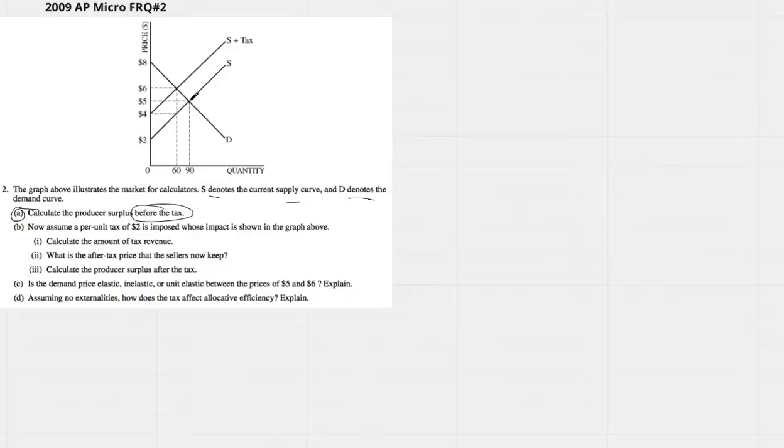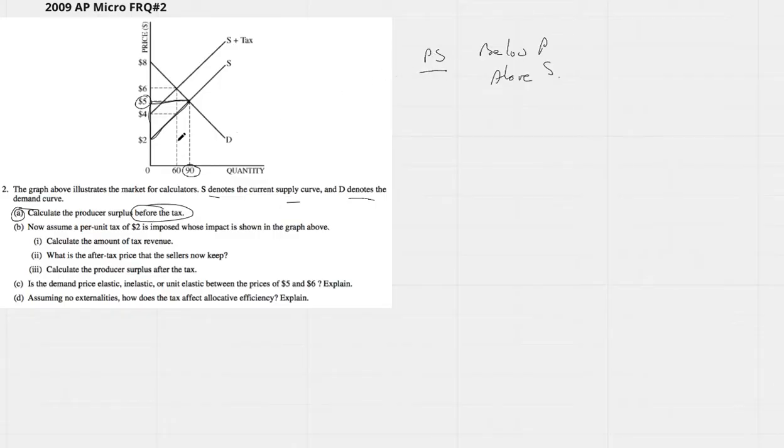So we know that before there was a tax, our price was 5, our quantity demanded was 90. So we're really looking for this area, the triangle below the price. Remember, producer surplus is everything below the price but above the supply curve.